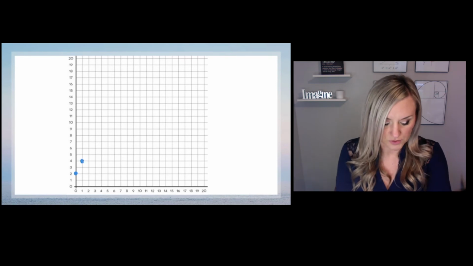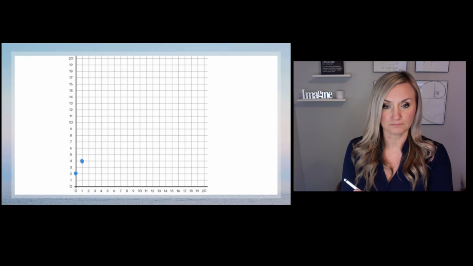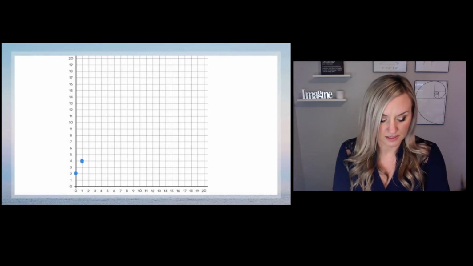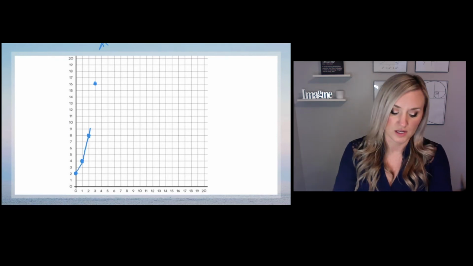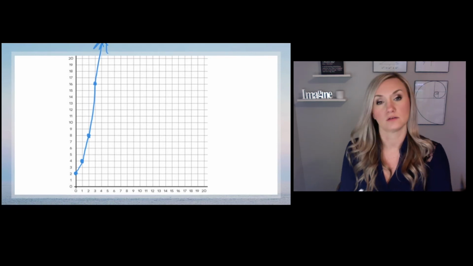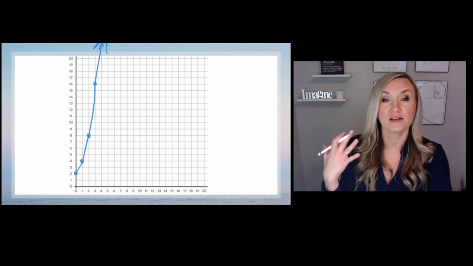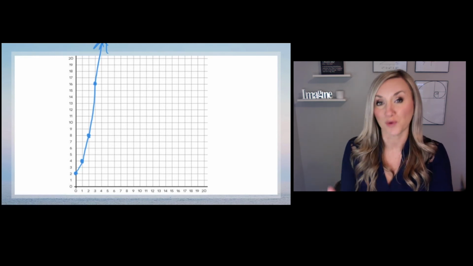And then in the first month, we had 4 rabbits. And then in the second month, we had 8 total. The third month, we had 16 total. And the fourth month, we had 32, and that's just going to go way off our graph. So as you can see, it grows fast. Grows so fast, so quick. And welcome to exponential growth.